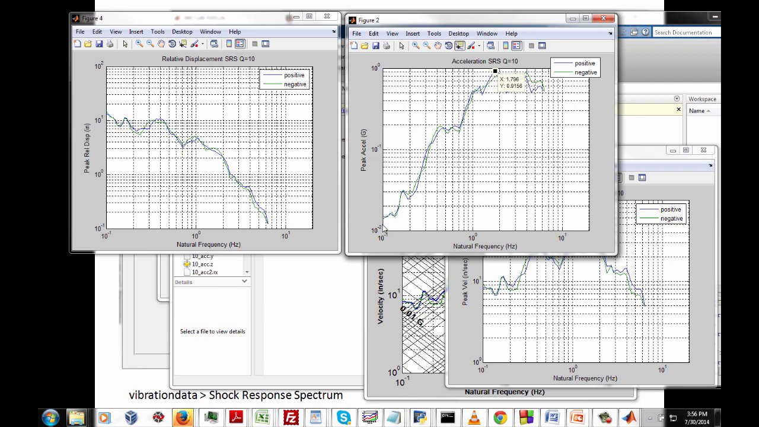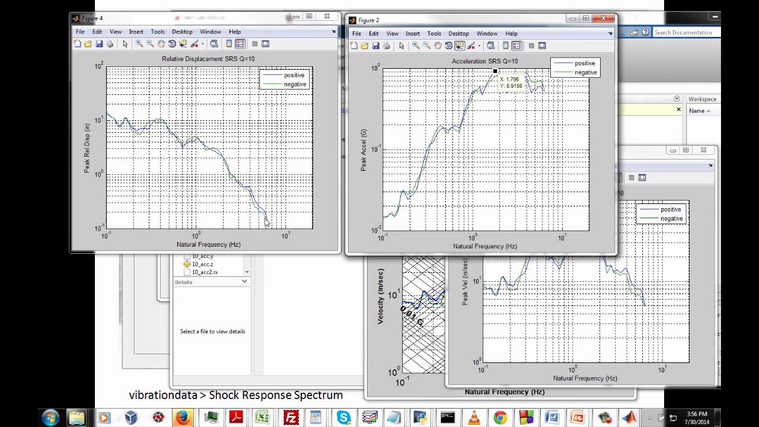So if we went down to a tenth of a hertz, then we have a negligibly low response acceleration, but our peak relative displacement is maybe 12 or 13 or so inches, and that would most likely be too much. So if we want to minimize our relative displacement, then we should have our natural frequency as high as possible.